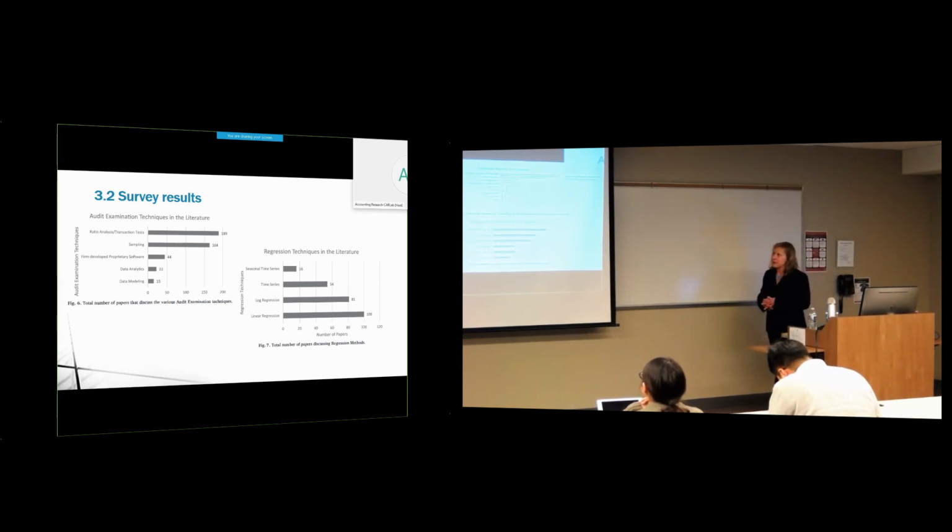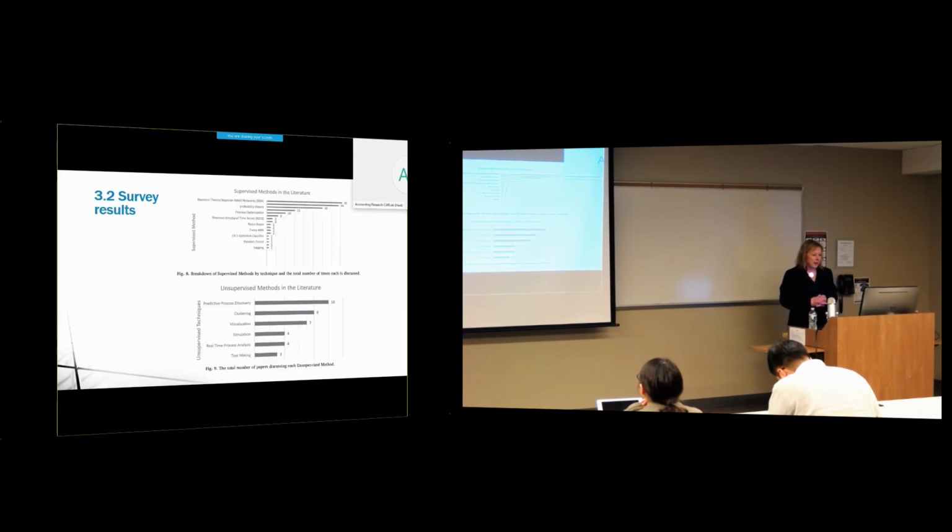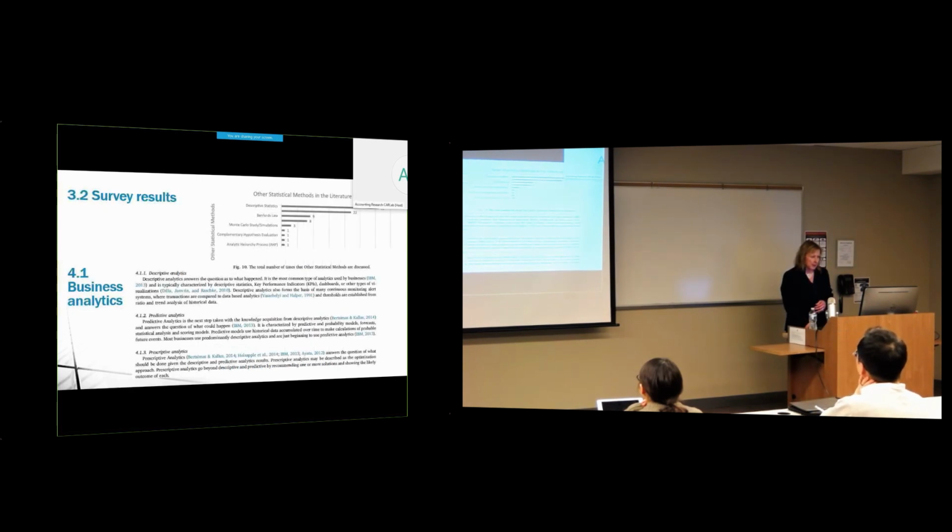Then, of course, there are supervised methods. The big one for the supervised was predictive process discovery. Clustering is a big one. Unsupervised, I'm sorry. Then also for unsupervised, Bayesian theory. So that was a whole big lump of different types of techniques there. Expert systems is also large. So that's how we broke down these processes here.